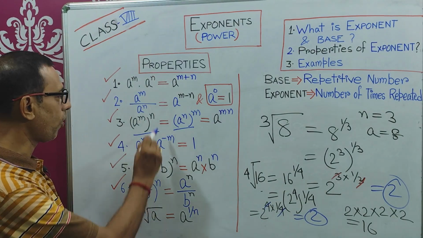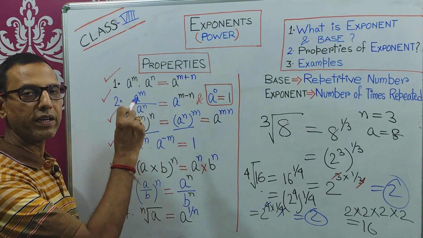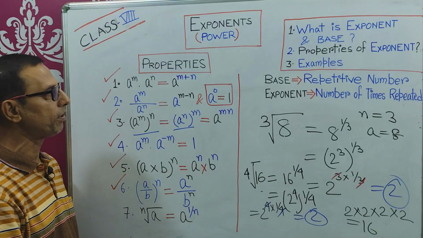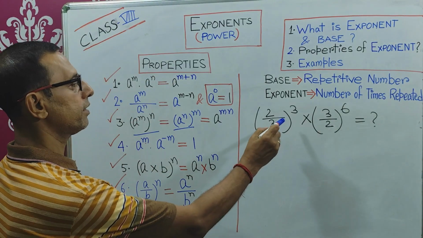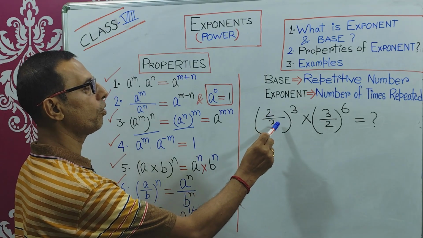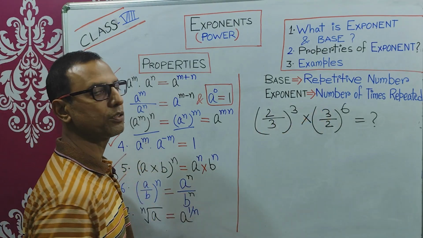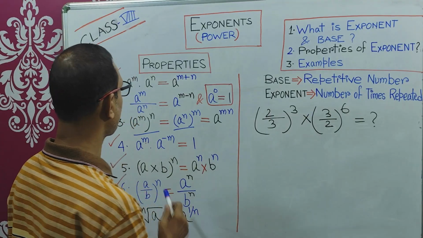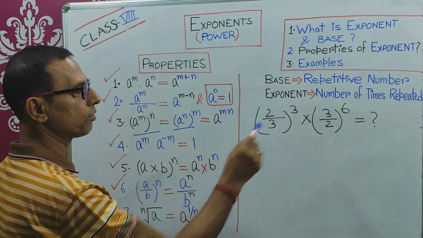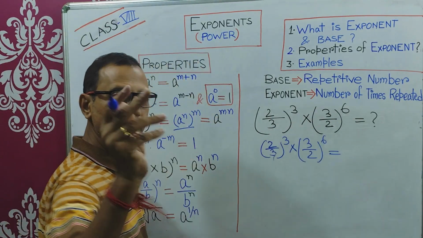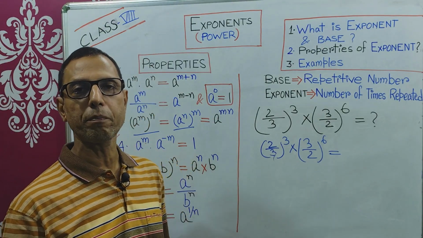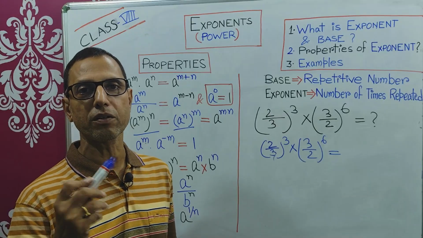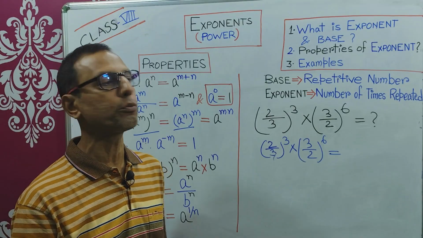All these properties are very important, because while we do any kind of problem, somewhere exponents or powers will come into the picture. Let's say there is a question: (2/3) whole cube into (3 by 2) whole to the power 6. You need to find the value. What properties can we utilize here? One thing you need to remember: whenever you do any mathematical operation utilizing powers or exponents, your base has to be equal.